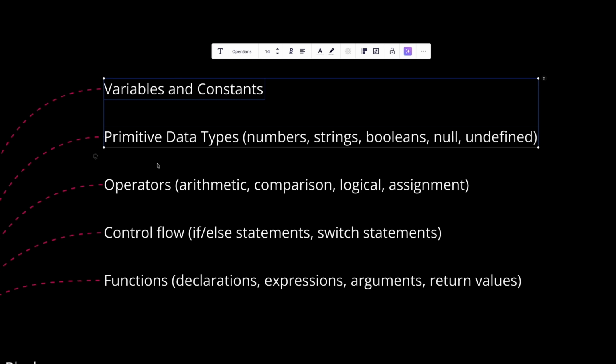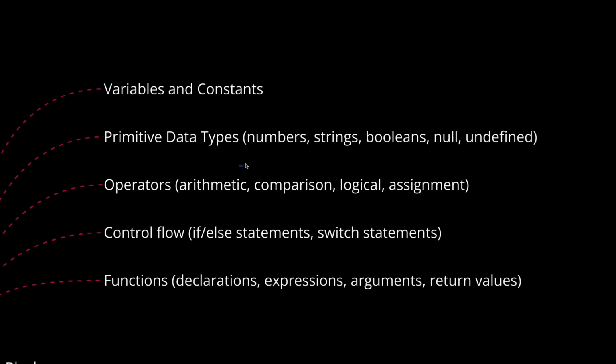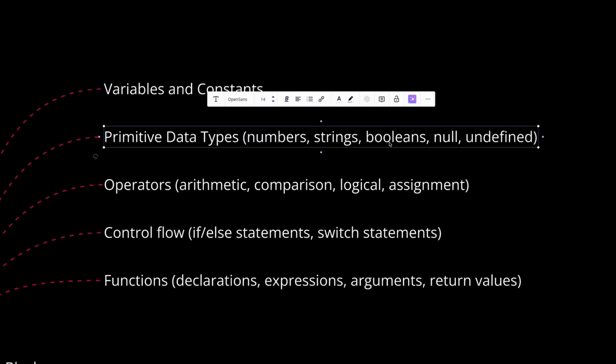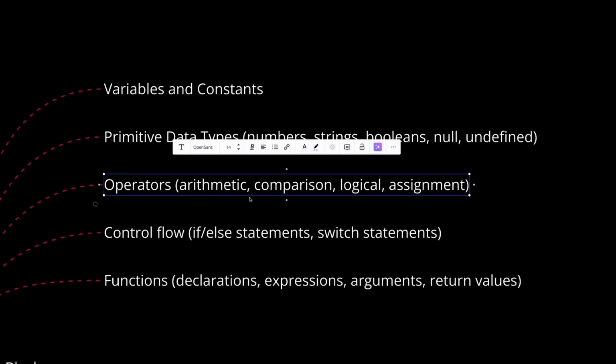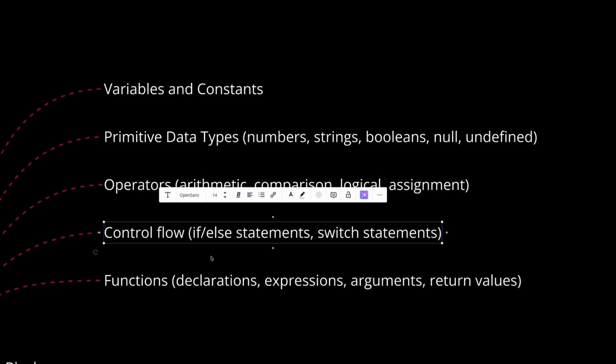Then we will learn about the primitive data types in JavaScript, which are numbers, strings, booleans, and so on. We will use operators in our code, which are arithmetic, comparison, logical, and assignment operators, to perform calculations and comparisons. Then we will learn how to use conditionals in our code to control the flow of our applications with if-else statements or switch statements and so on.